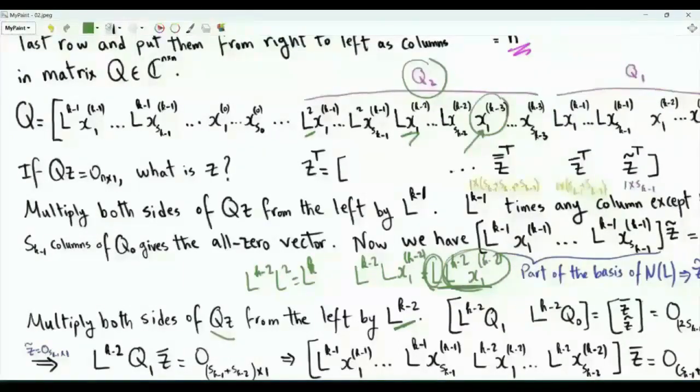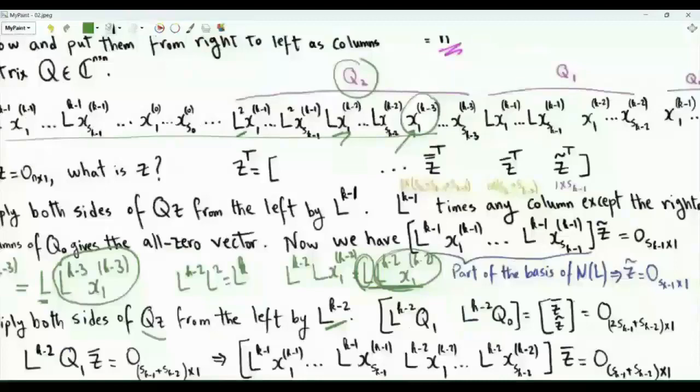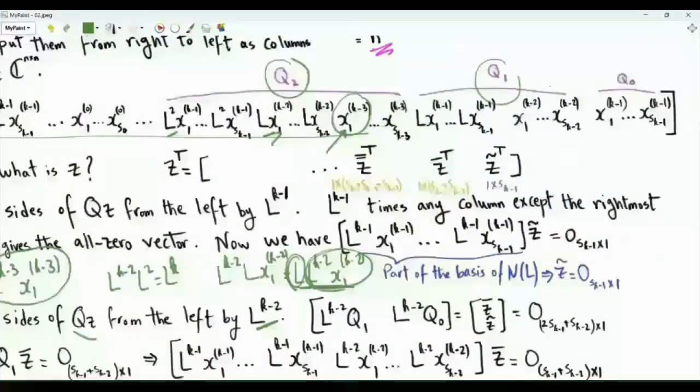What if this vector is multiplied by L to the k minus 2? L to the k minus 2 times x1, and now the superscript is k minus 3. This is equal to L times L to the k minus 3 times x1. This is a basis vector for the null space of L. So this multiplication again yields the all zero vector, and so on. The idea is that if the columns of matrix Q are multiplied by L to the k minus 2, we get all zero vectors, except when L to the k minus 2 is multiplied by submatrix Q1 and by submatrix Q0.